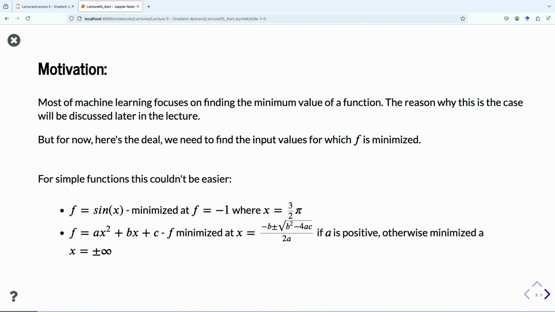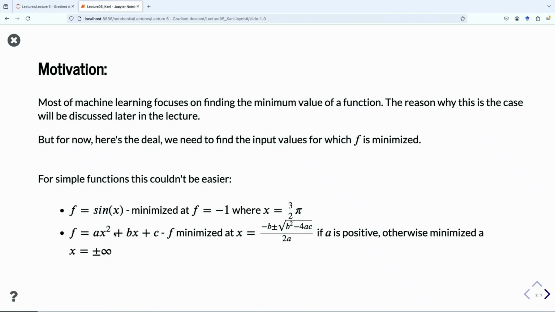For some functions, this is very easy. You could very easily derive the actual minima by simply looking at the functions and solving for them analytically. So for instance, with sine x, the minima occurs at 3/2 pi, because it's a sine wave. The minimum of sine x is when f is equal to -1, so f is equal to -1 at 3/2 pi. I hope I'm doing that right.